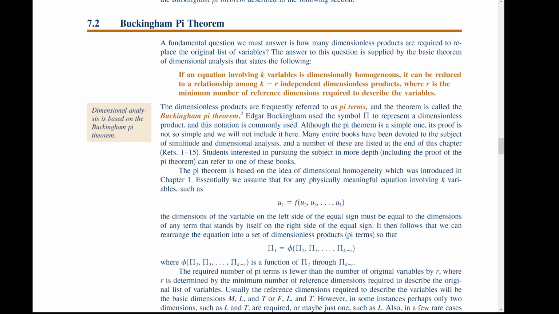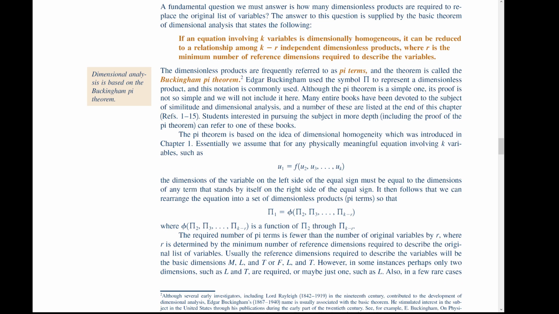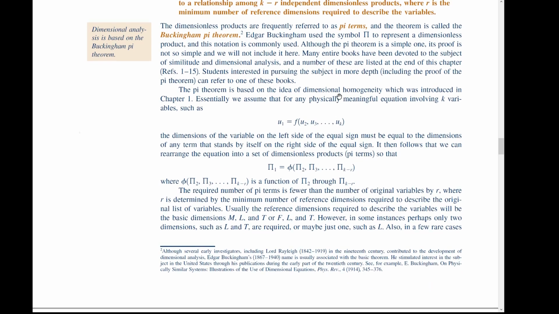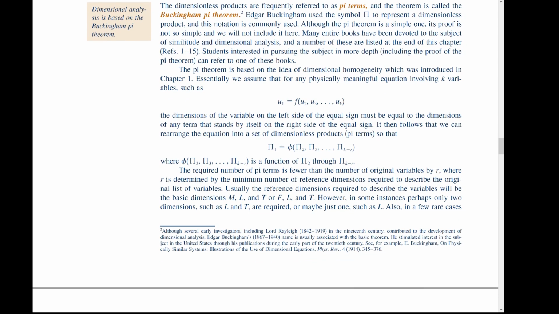The dimensionless products are frequently referred to as pi terms, and the theorem is called Buckingham Pi Theorem. Edgar Buckingham used the symbol capital Pi to represent dimensionless product, and this notation is commonly used. Although the Pi theorem is a simple one, its proof is not so simple, and we will not include it here. Many entire books have been devoted to the subject of similitude and dimensional analysis, and a number of these are listed at the end of this chapter. Students interested in pursuing the subject in more depth, including the proof of the Pi theorem, can refer to one of these books. The Pi theorem is based on the idea of dimensional homogeneity, which is introduced in Chapter 1.